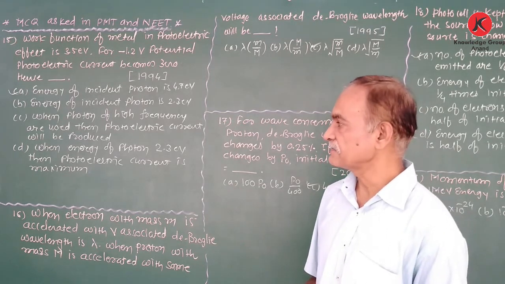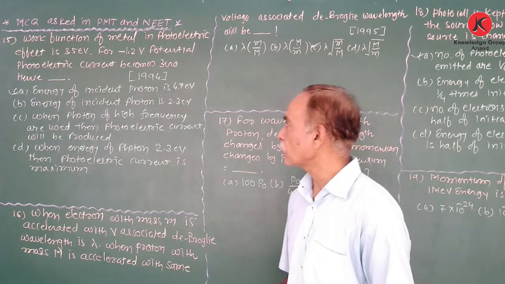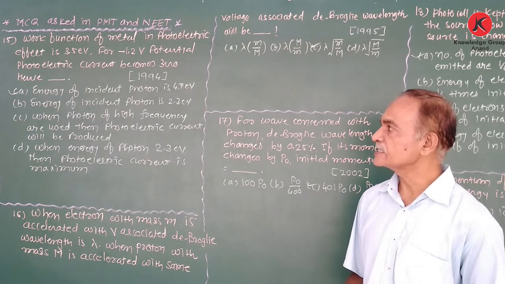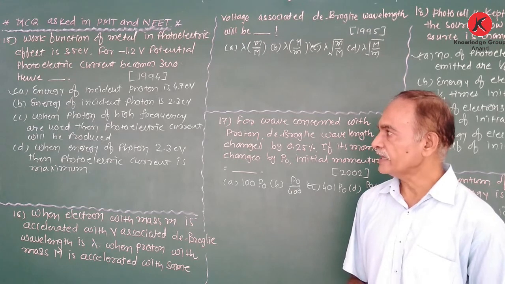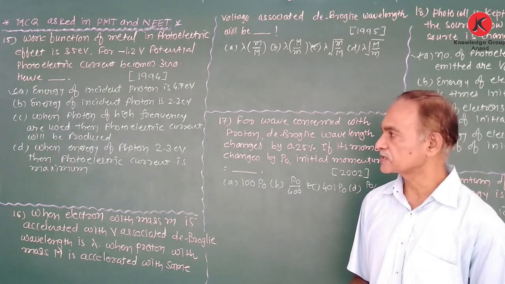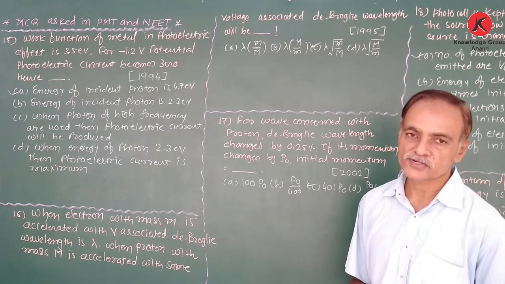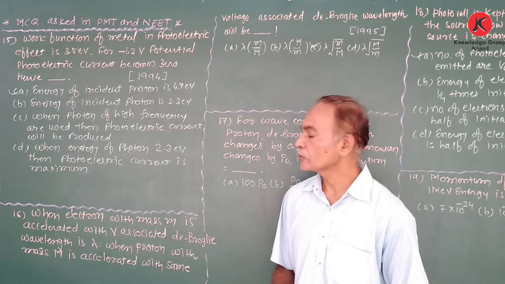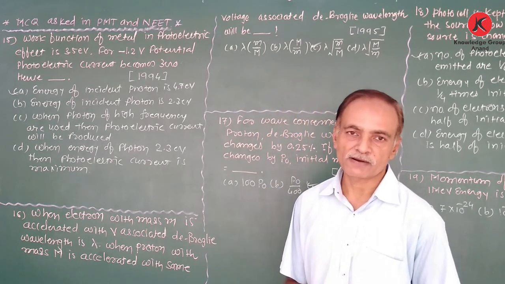So in this case, which sentence is right? First, the energy of the incident photon is 4.7 electron volt. Second, the energy of the incident photon is 2.3 electron volt. Third, when a photon of high frequency is used, the photoelectric current will be produced. And fourth, when the energy of the photon is 2.3 electron volt, then the photoelectric current is maximum.